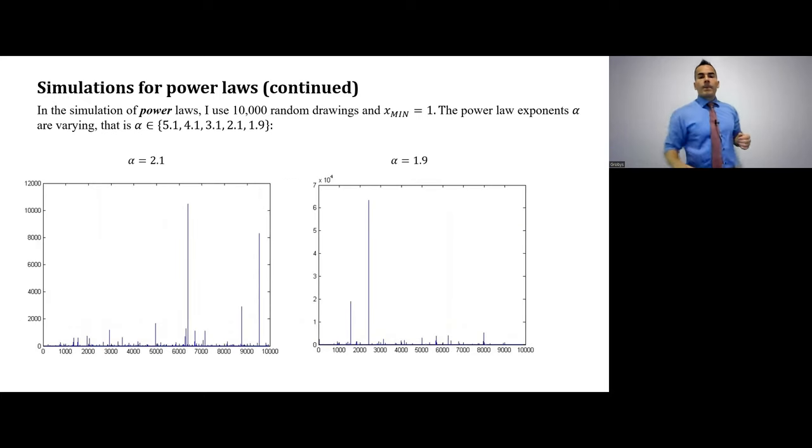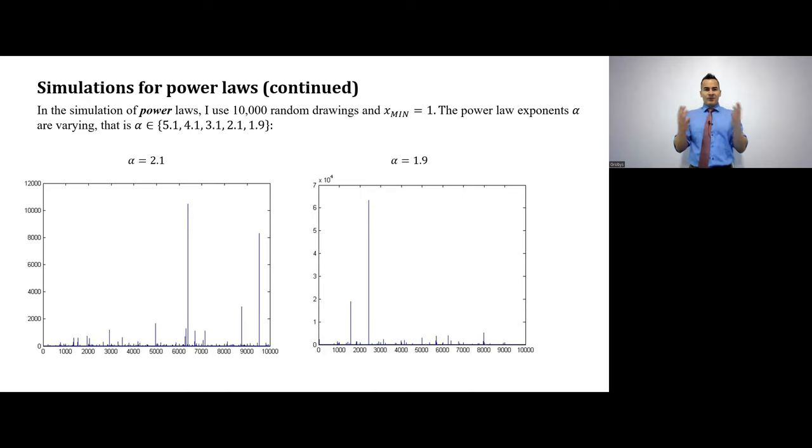Let's now move on. Now we compare the Pareto 80-20 distribution, which we have on the left-hand side, which has this roughly 10,000 in economic magnitude extreme observation, with a power law exponent of 1.9. Here there is basically only one smaller outlier and one extreme observation, which has 6 times 10 to the power of 4.